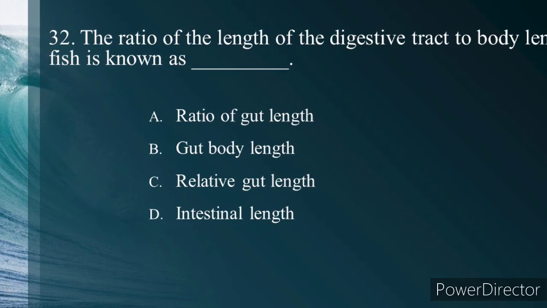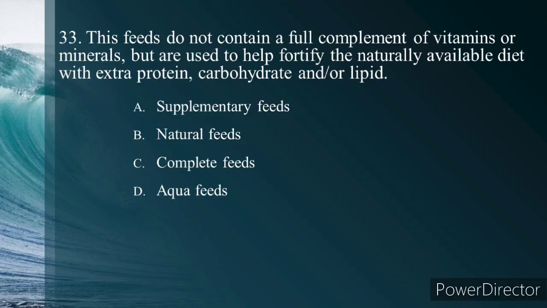Number 33. These feeds do not contain a full complement of vitamins or minerals, but are used to help fortify the naturally available diet with extra protein, carbohydrate, and/or lipid. A. Supplementary feeds. B. Natural feeds. C. Complete feeds. D. Aqua feeds. The answer is A.